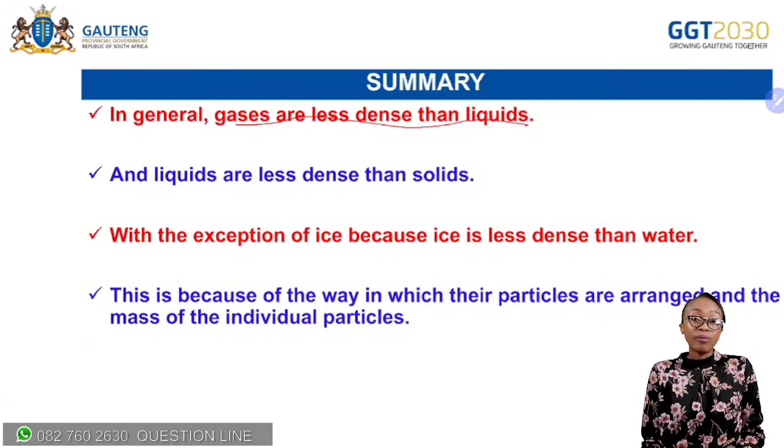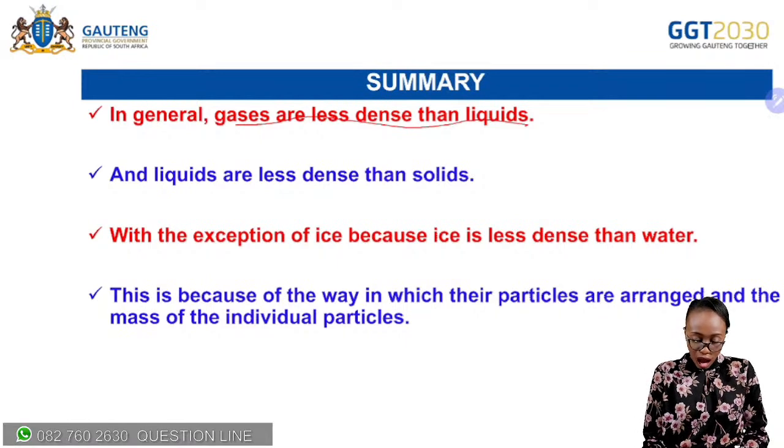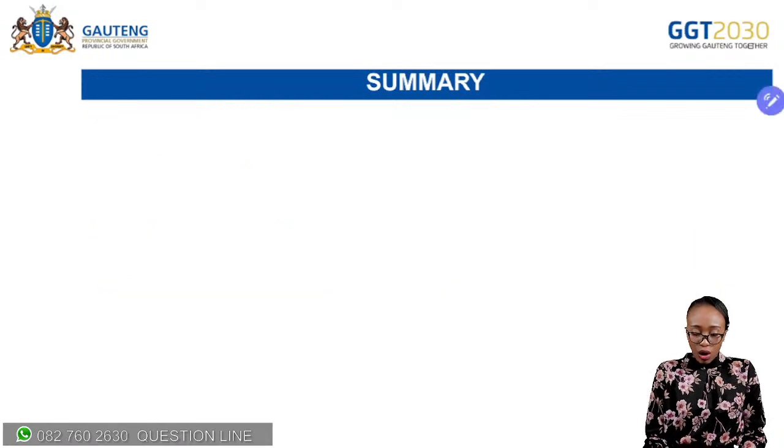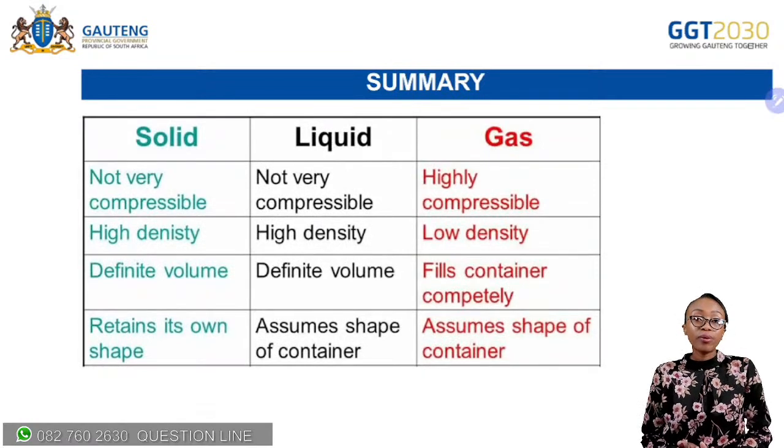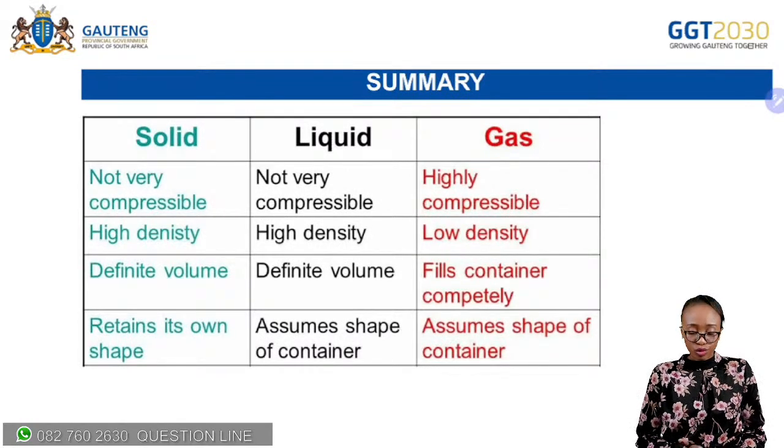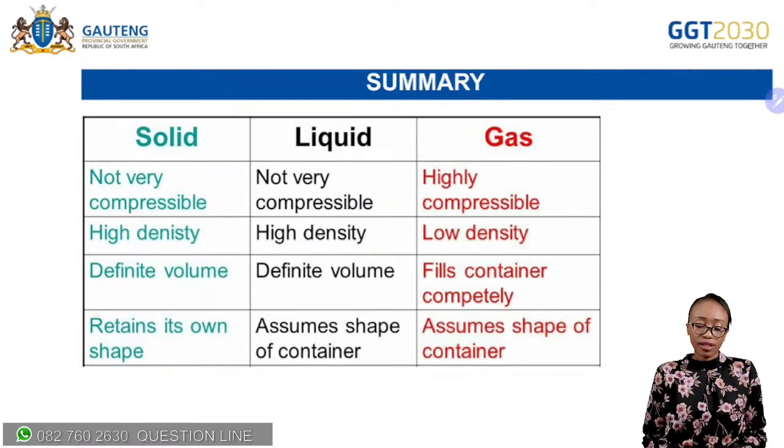So this is the particle arrangement, what I was just saying. This is because of the way their particles are arranged and the mass of the individual particles. So I've created a table. This table will help you to understand the different states of matter and their density and their volume. Okay, so we have solids, liquids, and gases. So we're going to compare a certain property.